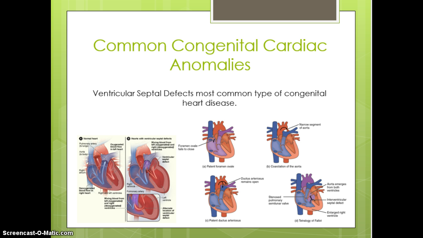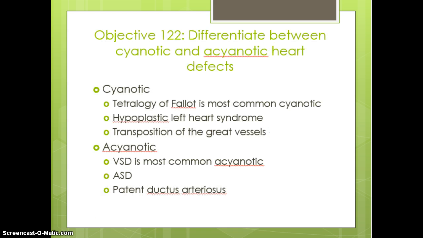This photo comes out of your book, and it shows the different defects that are most common. Ventricular septal defects are really the most common. You can see here a patent foramen ovale, coarctation of the aorta, tetralogy of Fallot, and the patent ductus arteriosus. These are very common for you to run into, if you decide to work in newborn intensive care.